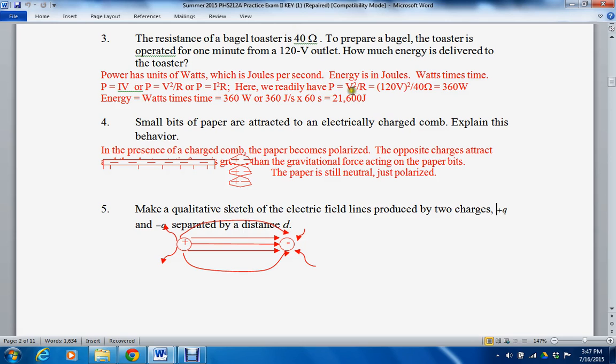So power equals V squared over R, 120 squared divided by 40 gives us a 360 watt toaster. And if we run that 360 watt, 360 joules per second toaster for 60 seconds, then that would be 21,600 joules of energy delivered to that toaster.